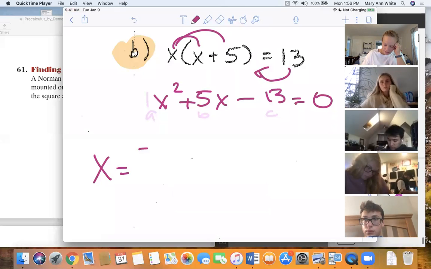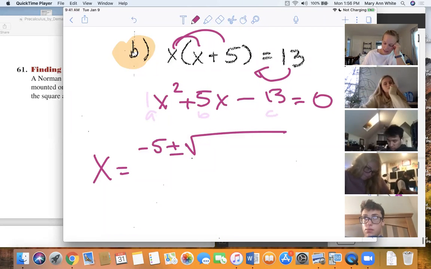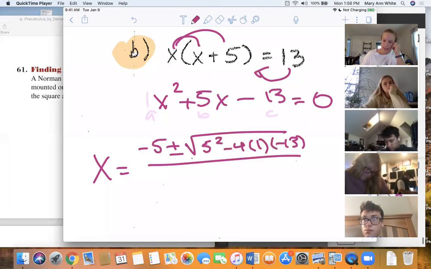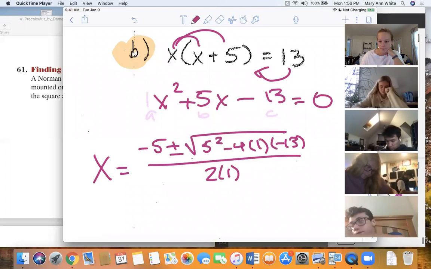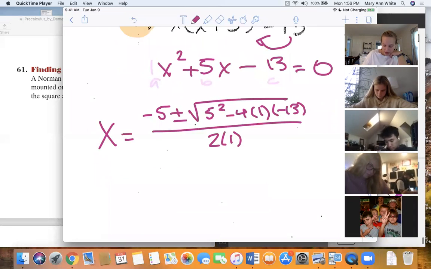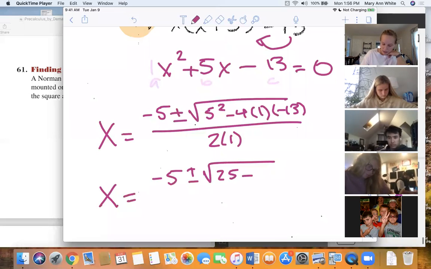Negative b, so that's negative 5, plus or minus the radical of b squared, so 5 squared, minus 4 times a times c. A is 1, c is negative 13, and that's all over 2 times a, which is 1. All right, now we just start simplifying. 5 squared is 25. Negative 4 times 1 is negative 4. Negative 4 times 13 is a positive 52, I think. And then 2 times 1 is just 2.